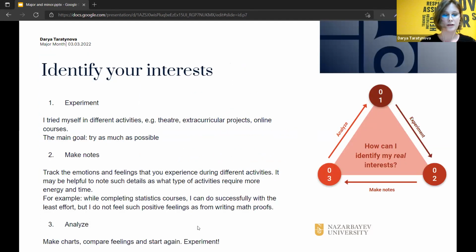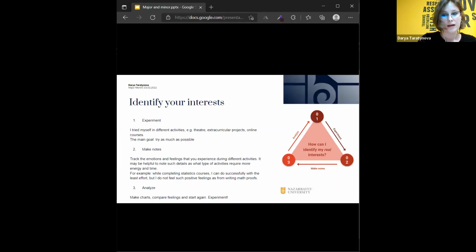Okay, let's start. First advice is to identify your interests. First, try to experiment, then make notes, then analyze. So the main question is, how can you identify your real interests? Here, as you can notice, the process is cyclic. So you should always start from experiments. You can try to participate in different kinds of activities.